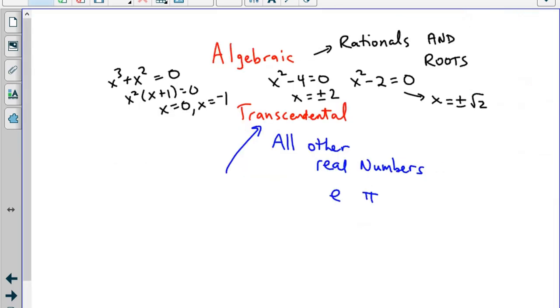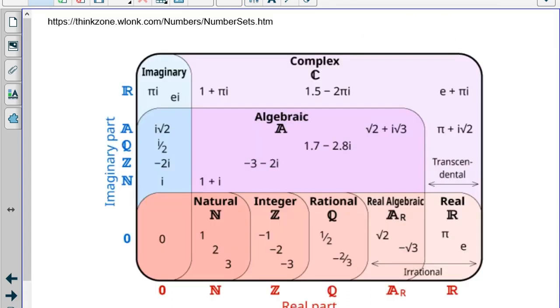Now notice that algebraic numbers may include some irrational numbers. So when I look at this, I see that's an irrational number. So that's something to keep in mind.